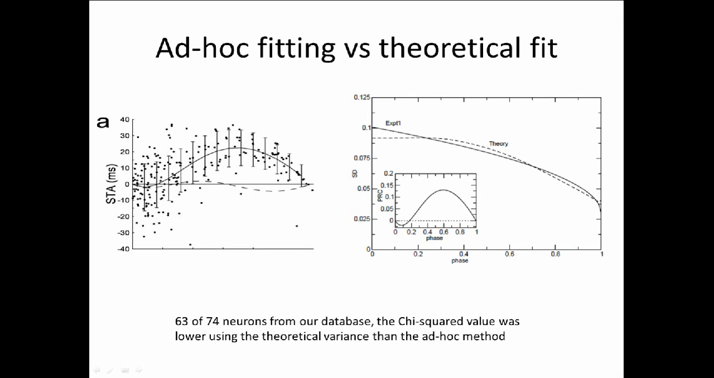In this figure, we took the variance that we measured from the phase response curve directly from the neuron using my ad hoc measurement. So in the right-hand side, the variance as a function of phase is labeled as experimental. And then the theory based upon the measured phase response curve and the expected variance. And you can see they're quite close and well correlated.